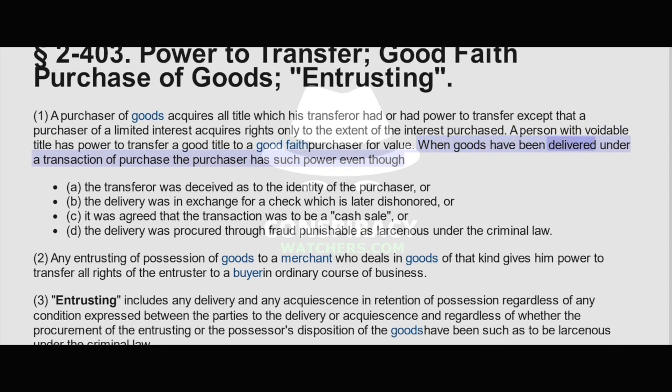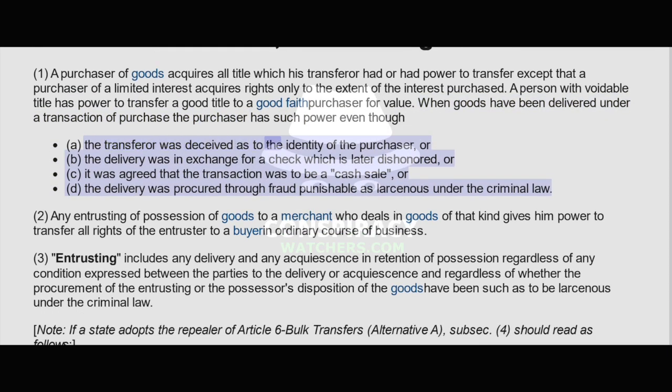When goods have been delivered under a transaction of purchase, the purchaser has such power even though the transferor was deceived as to the identity of the purchaser, or the delivery was in exchange for a check which is later dishonored, or it was agreed that the transaction was to be a cash sale, or the delivery was procured through fraud punishable as larcenous under the criminal law.